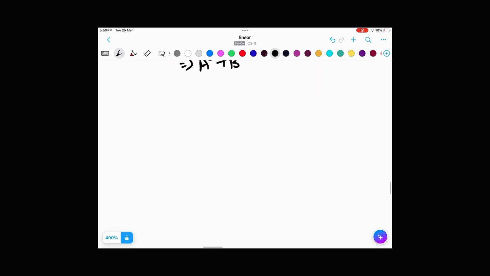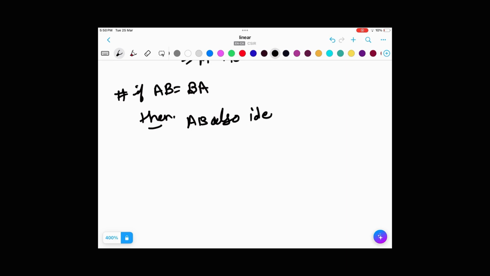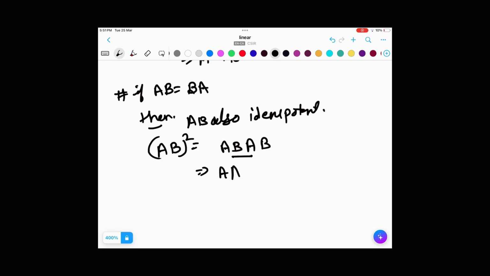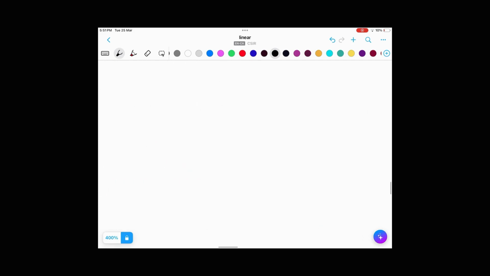Okay, the next thing is: if AB equals BA, then AB is also idempotent. We see that (AB) square equals AB into AB, and since AB equals BA, we can write A square B square. A and B are idempotent matrices, so A square B square is equal to AB. Now the next thing is the nilpotent matrix.